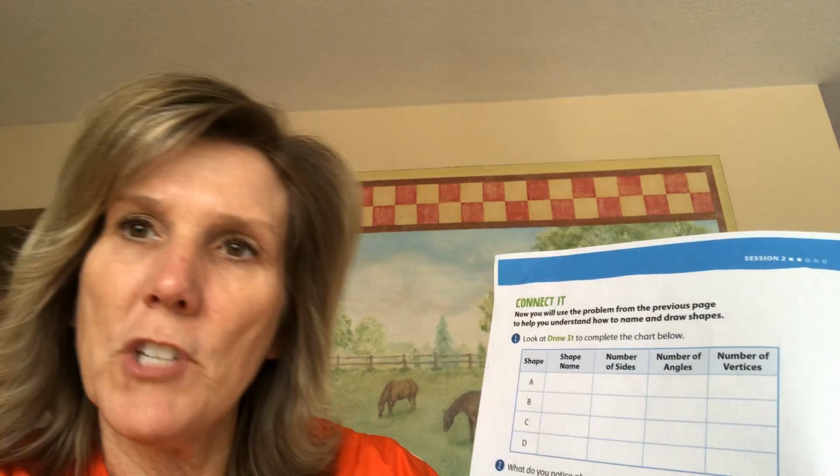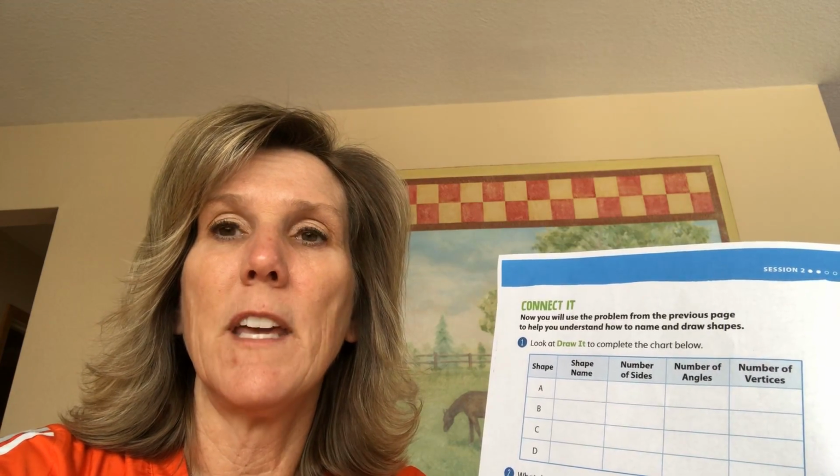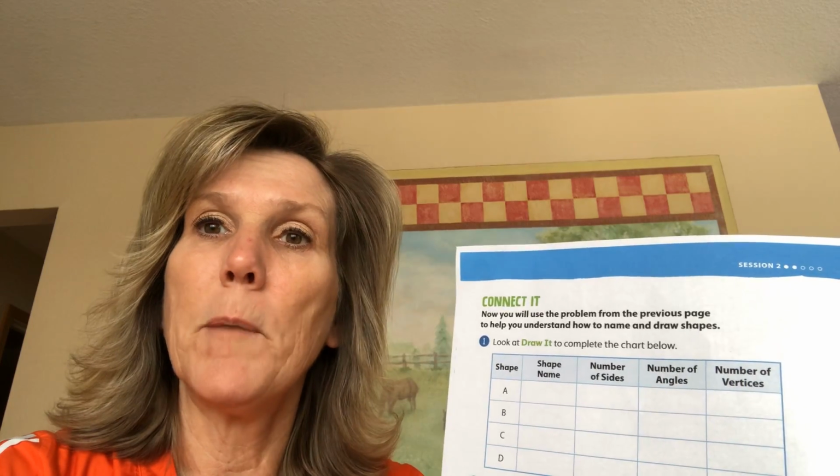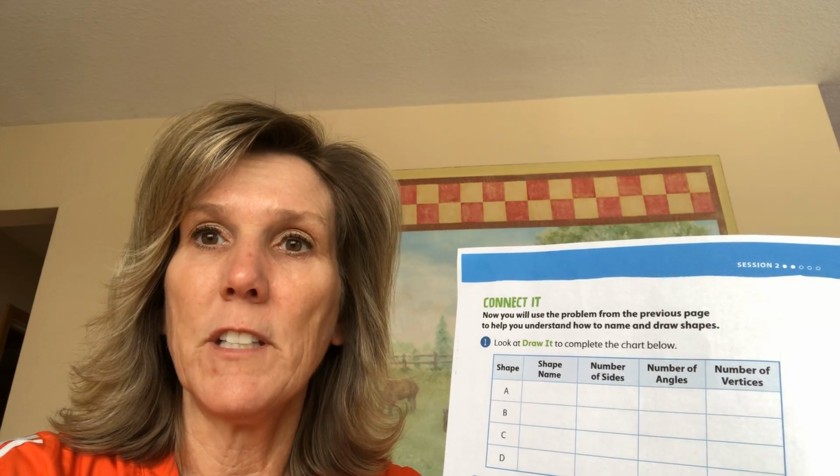We've been talking about shapes, sides, angles, and vertex or vertices. And remember, we found out that if a shape has 3 sides, then it has 3 angles and 3 vertices. If a shape has 4 sides, it has 4 angles and 4 vertices. So I think most of you have made that connection.